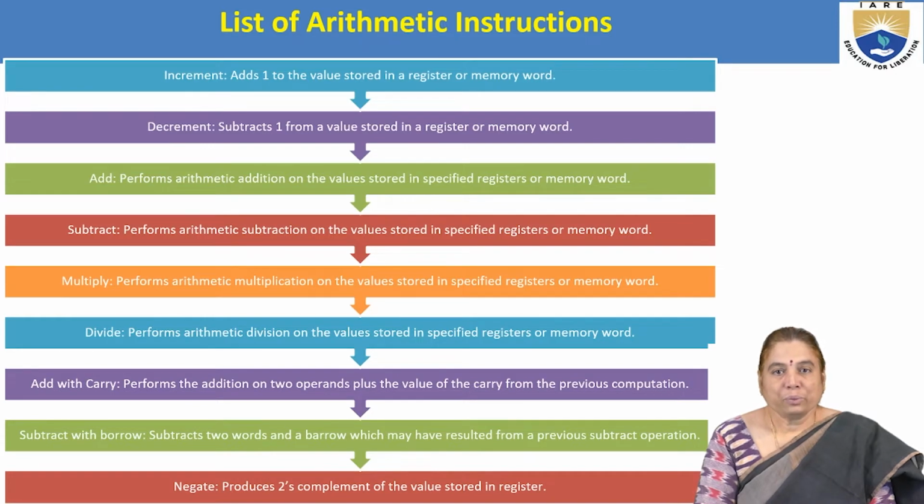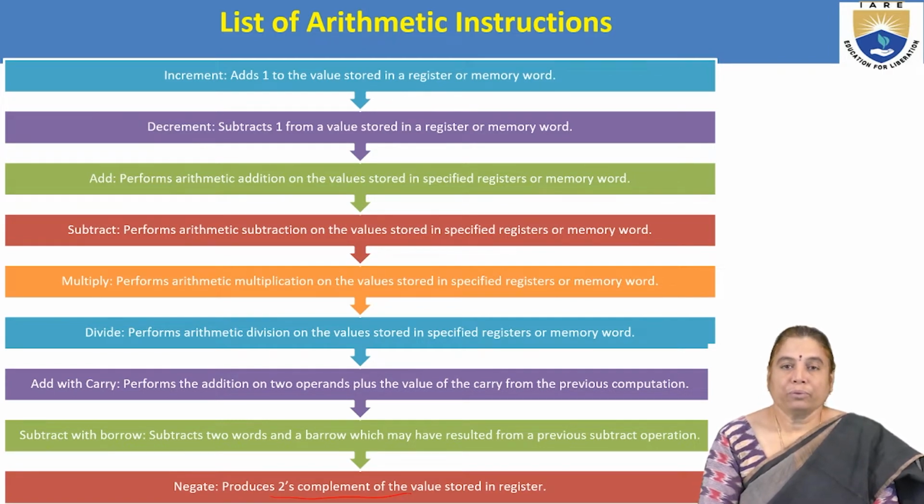So increment is used to add a value 1 to the content of the register. Decrement is used to subtract a value 1 from the register. Add, subtract, multiply and divide can be used to perform the basic arithmetic operations on the specified register content. The addition can be done with a carry bit with the help of the ADC mnemonic. Subtraction with a borrow can be performed with the SUBB instruction. The negate mnemonic can be used to produce the 2's complement of the register content.